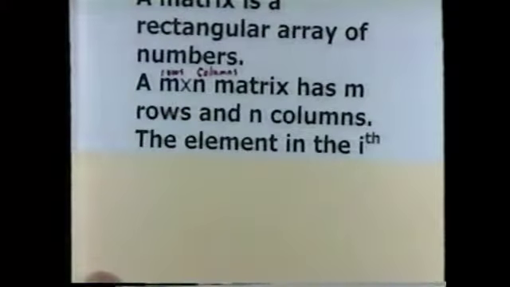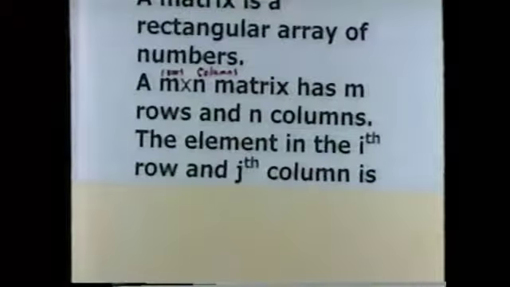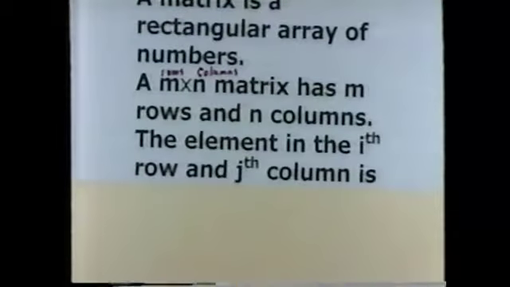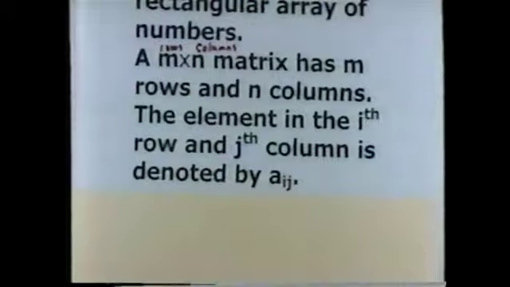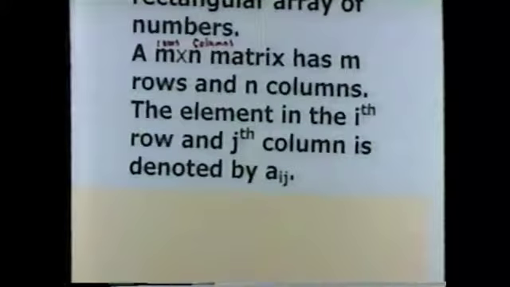The element in the ith row and jth column is denoted by Aij. So the small letter denotes an entry in the matrix. The subscripts tell you the row and the column. So I want the entry in the ith row and the jth column.